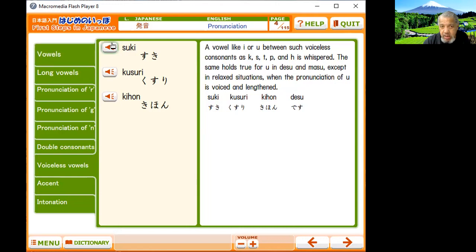Ski. Listen. Suki. Kusuri. Kihon. So suki, kusuri, kihon, des. We don't say desu. No. Say des. Kihon, kusuri, suki. Or sukiyaki. We don't say sukiyaki. All right, very good. Those are voiceless vowels.